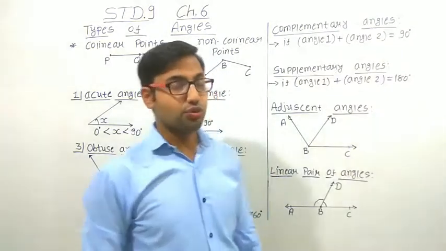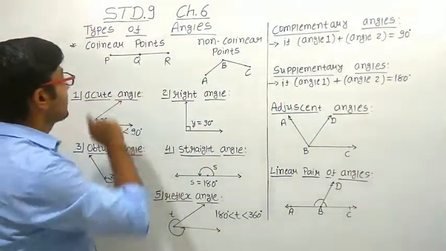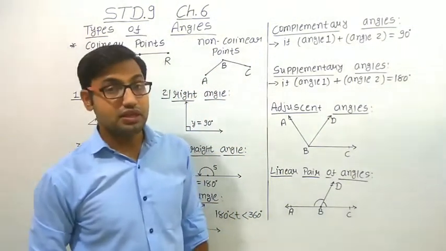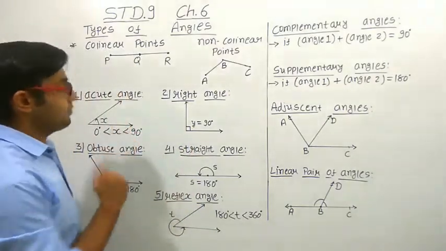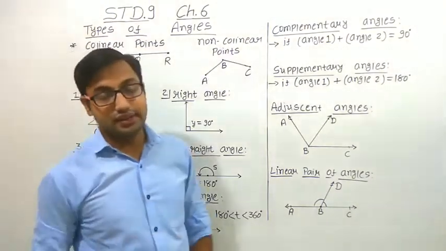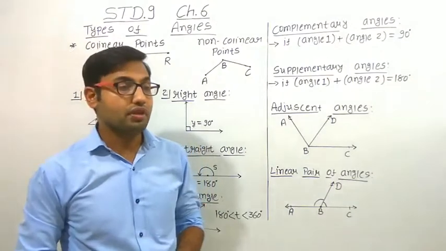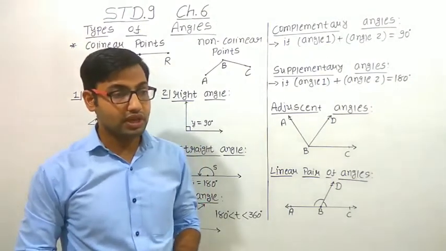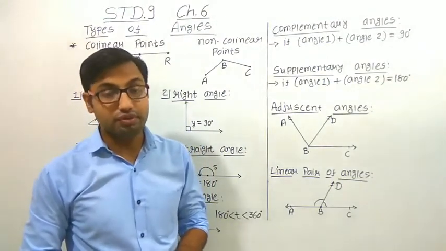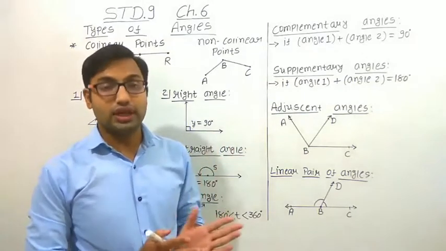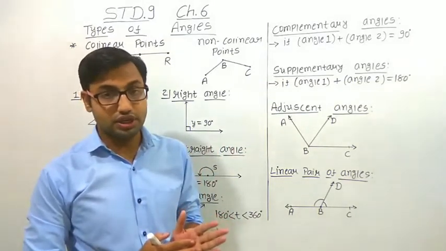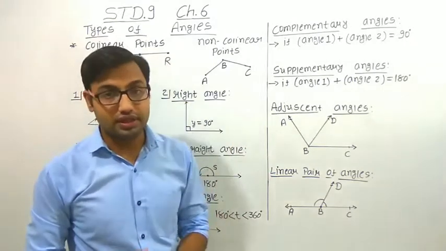Hello students, today we will study about the types of angles. This is the topic of standard 9 chapter number 6, lines and angles. So we know how we can form an angle. We must have two rays, right, that we have already studied, and both the rays have a common vertex.